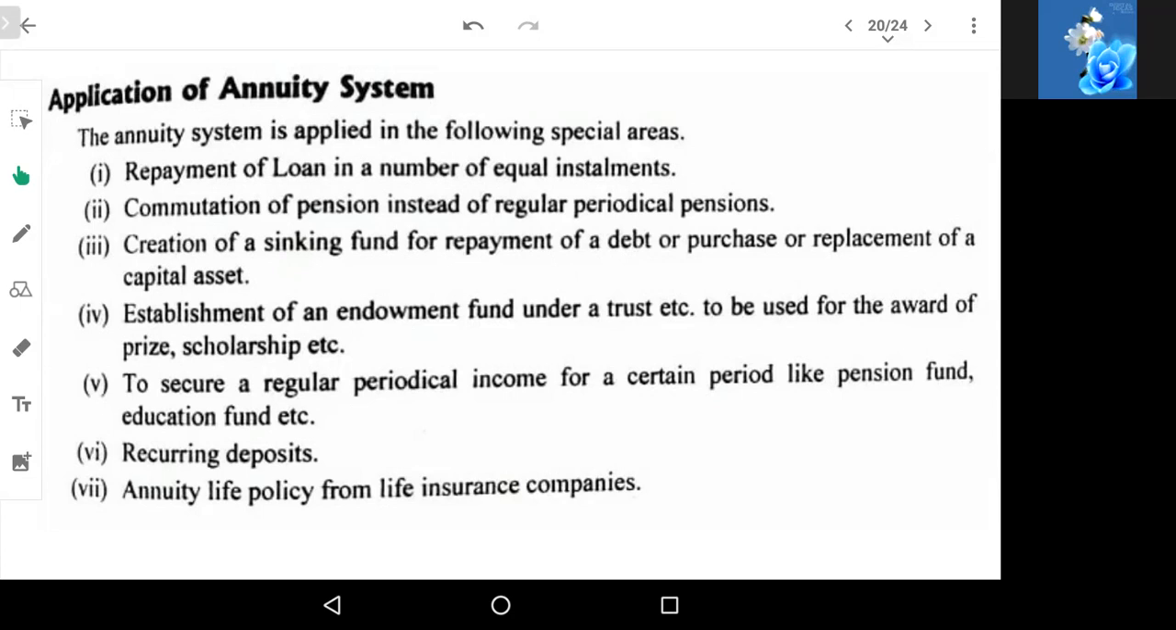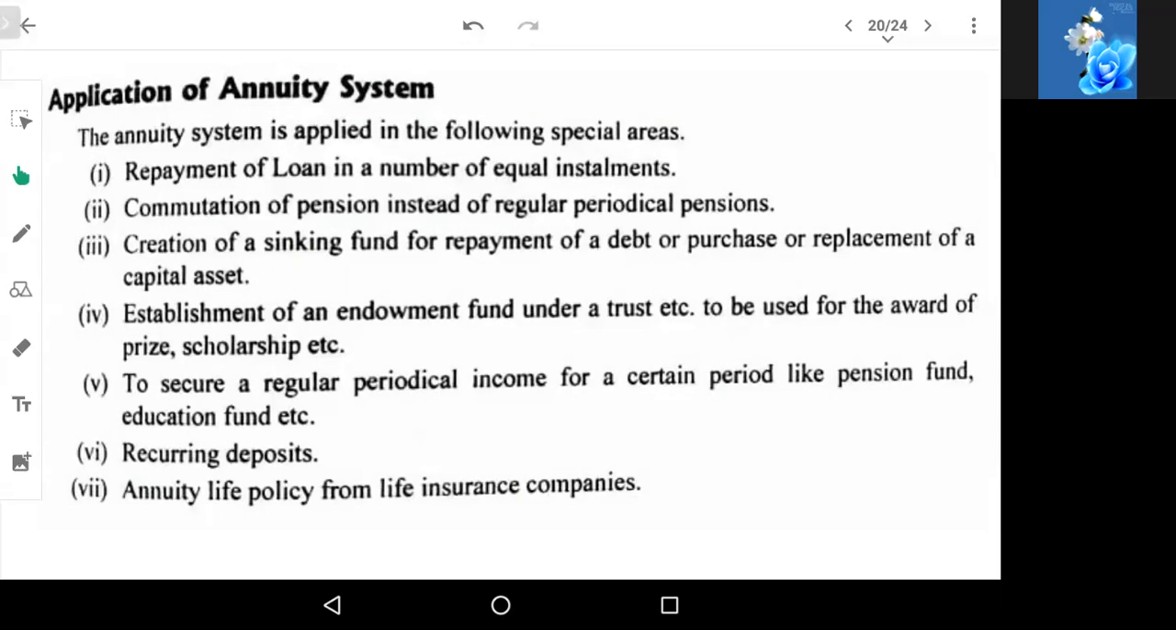Okay, so this sinking fund will be created, and in that sinking fund also the concept used is annuity. You will keep aside some money every month and you will completely pay off the loan at once because you have enough money. So that is sinking fund.